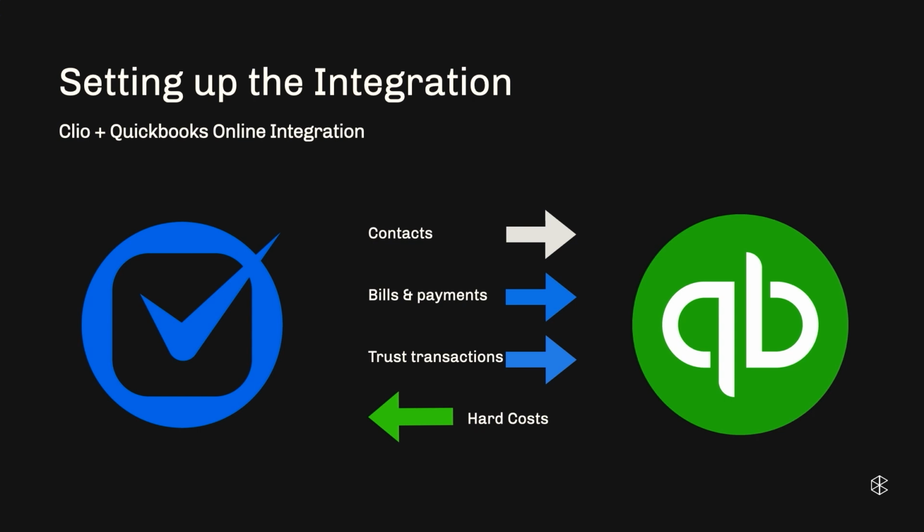So that's the one thing that QuickBooks does send to Clio: hard cost expenses, because we know a lot of people enter that information. So you can get a little bit more detailed with it in QuickBooks. That is the one piece of information that will go the other way. Everything else goes this way. So just remember this image, it'll help you stay on track.